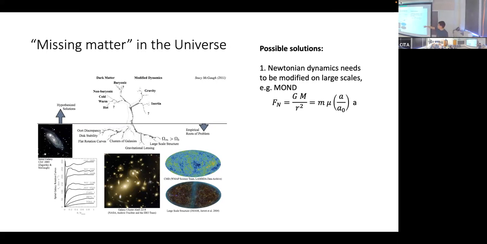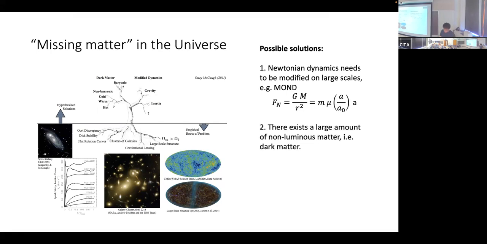That means it will have a very small factor here. So to support a given acceleration, or to support the motion of the materials at the outer skirt of the galaxies, we need less mass. That basically solves the missing matter problem. There are also some other interesting theories that try to extend this similar concept to a relativistic theory, so that it can be used to look at the gravitational lensing effect.